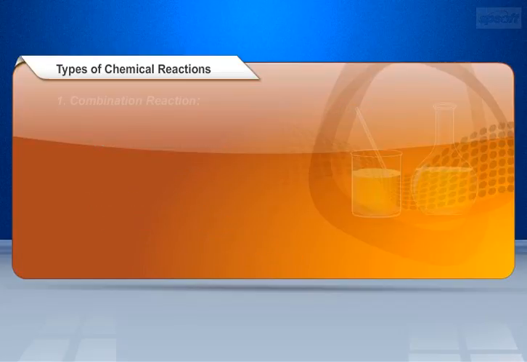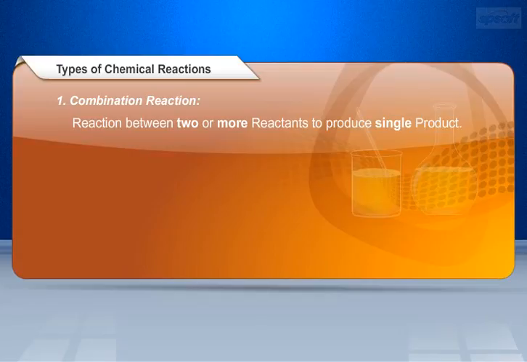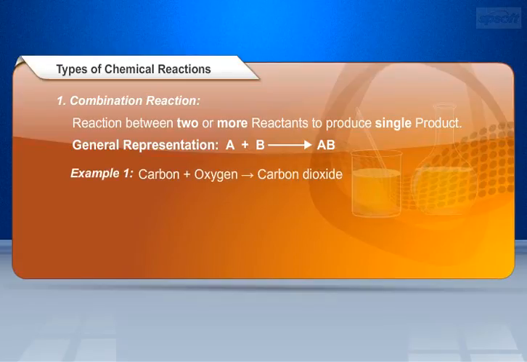The first important reaction is combination reaction. Reaction between two or more reactants to produce a single product is called combination reaction. The general representation is A plus B gives AB. Let us look into the examples. First example. The word equation is carbon plus oxygen gives carbon dioxide. Two elements react to form a single product called carbon dioxide. So, the chemical equation is.